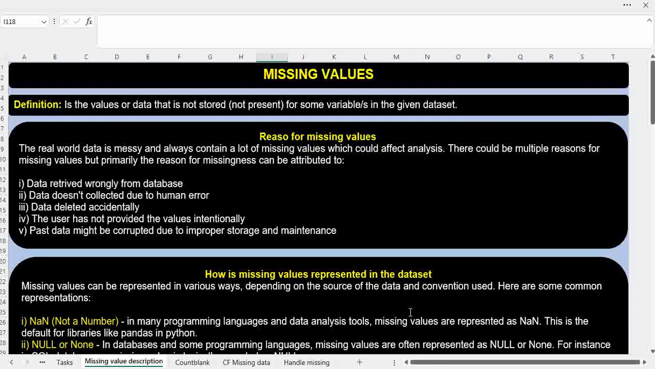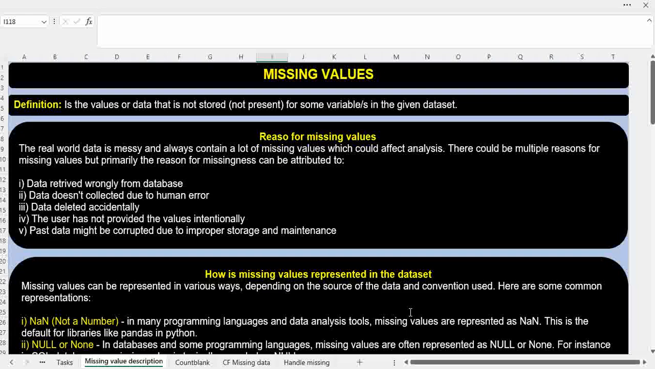The user may not have provided values intentionally. For example, if you ask me how old I am today, maybe I'm not ready to say how old I am. If you ask a female, the chances of them not replying might be higher than mine. And if you ask me my salary or my marital status, those are things I might not want to disclose, depending on who I am and other factors. We are going to look again at these factors that lead to missing values.